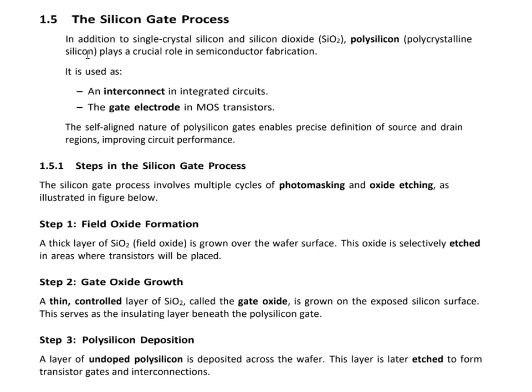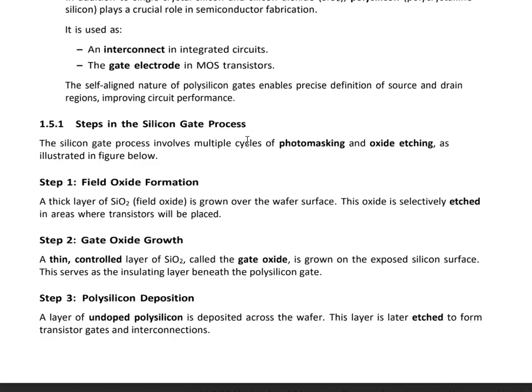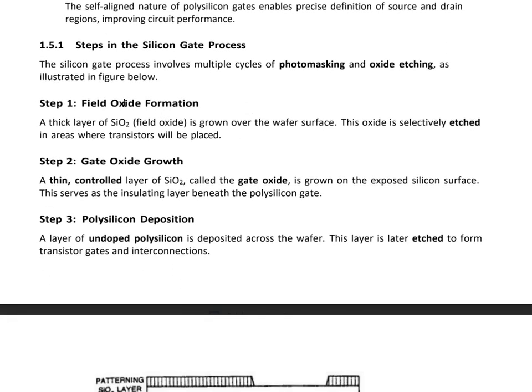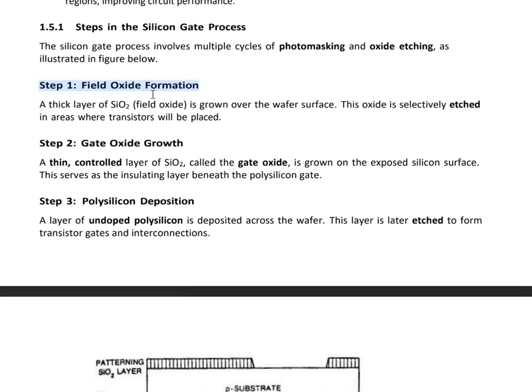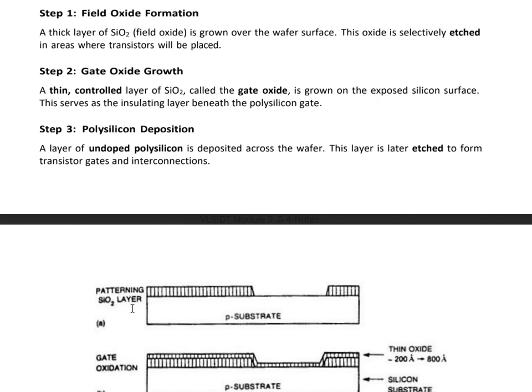Next we will be discussing the silicon gate process. It is used as an interconnect in integrated circuits and as the gate electrode in MOS transistors. The steps involved in the silicon gate process: the first step is field oxide formation. A thick layer of SiO2 is grown over the wafer surface. This oxide is selectively etched in areas where the transistors will be placed. This is figure A, which represents field oxide formation.